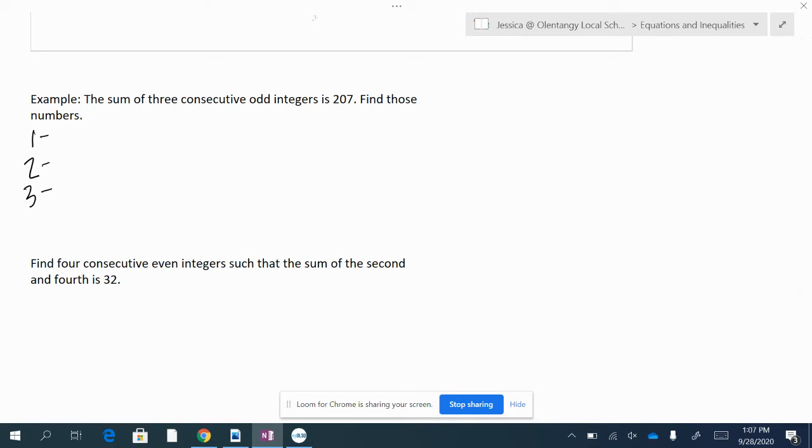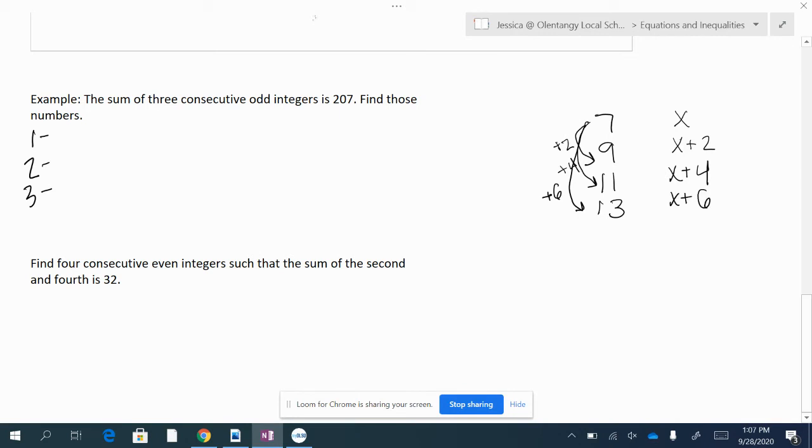Here, and this is the same with even, if I write down 3 consecutive odd numbers, for example, 7, 9, 11, and then let's do 13. If that's my x, to get from 7 to 9, I have to add 2. So my next number is going to be x plus 2. Then from 7 to 11, I would be adding 4, so x plus 4. And then from 7 to 13, I would be adding 6, so x plus 6. So this is the pattern that you would use for odd or even.